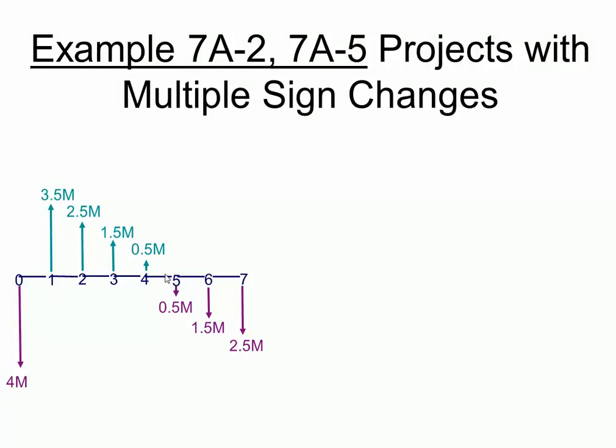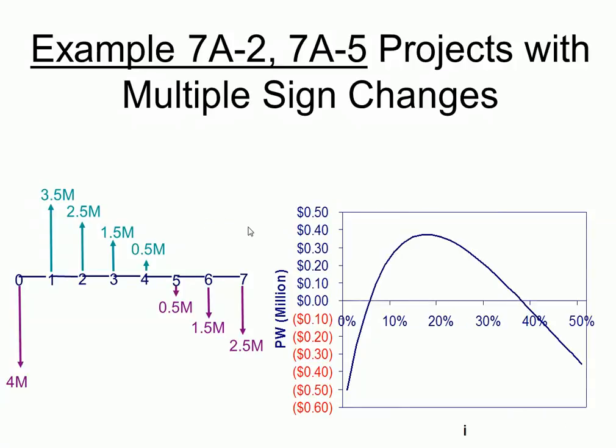So notice that makes two sign changes. One from negative 4 million to the positive, and then here between 4 and 5: at 4 it was still positive, at 5 it becomes negative. So there is a second sign change of cash flows.